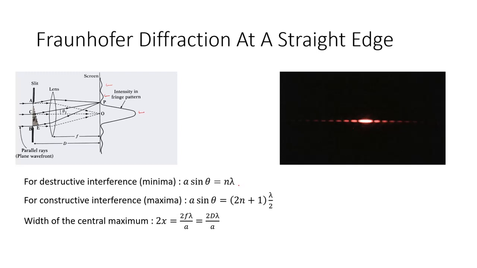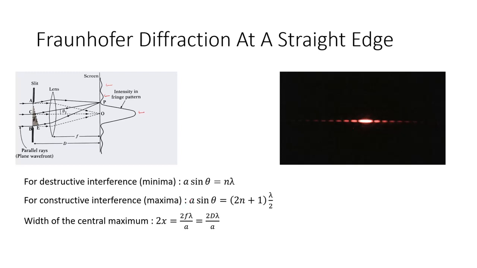So for interference, a sin theta is equal to n lambda, where a is the width of the slit. You will have one slit, and the width of the slit is a. a sin theta equal to n lambda gives destructive interference, or the minima, and for constructive interference a sin theta will be equal to an odd number of lambda by 2, that is 2n plus 1 lambda by 2, and we will get constructive interference, or the maxima.